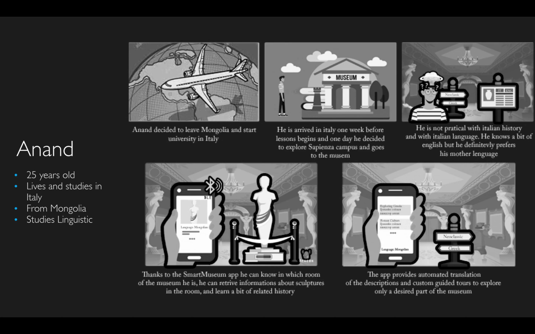Here we see Anand, who is a foreign student who knows Italian and English not very well. He prefers his native language and with Smart Museum he will have the opportunity to visit the Museum of Sapienza.